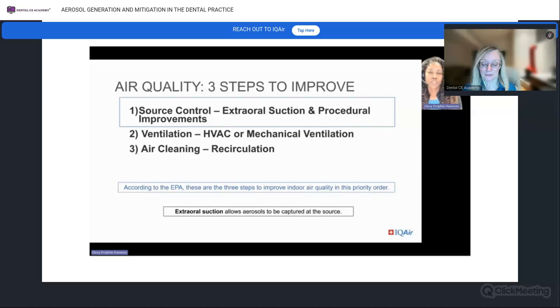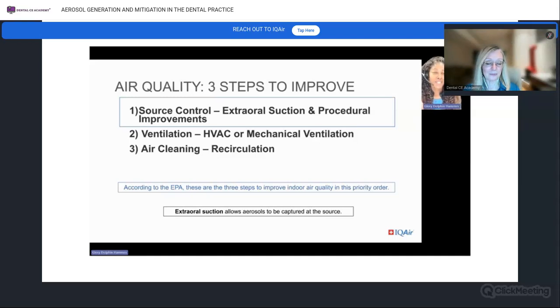Okay, there are actually 3 steps to improve air quality. First step is source control. By the way, I'm presenting these steps in prioritization order of importance. So if there was only one thing that you could do and one thing alone, you would want to do source control. This is not my personal list, but the list coming from the Environmental Protection Agency on what to do to improve air quality for all types of environments.